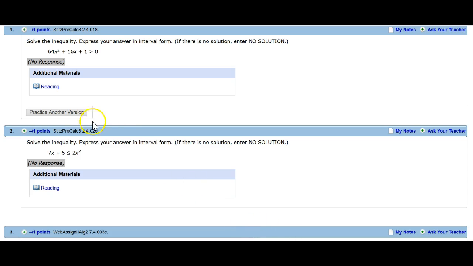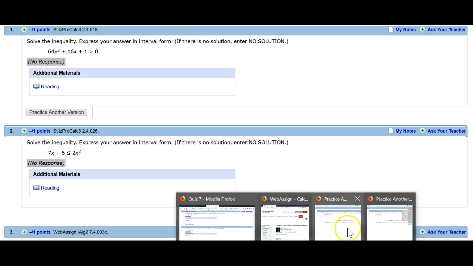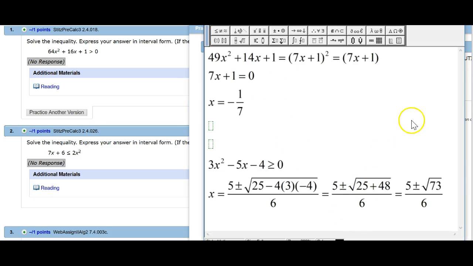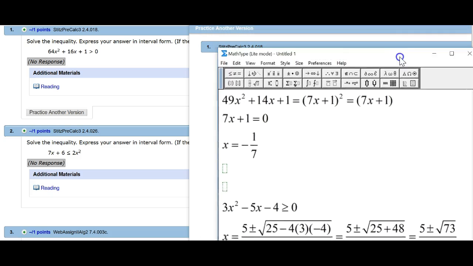And when I chose practice another version with number 1, it brought up this. So notice that this is already set relative to 0, so I don't need to move anything over because that's the first step in solving a quadratic inequality. And notice something else. This is a perfect square trinomial. So if you notice that, life's a little bit easier.